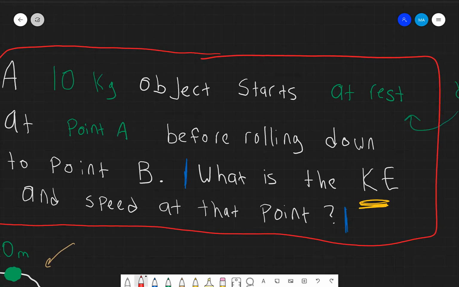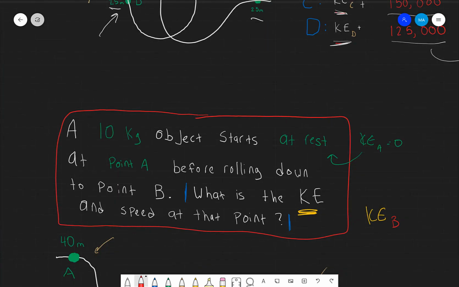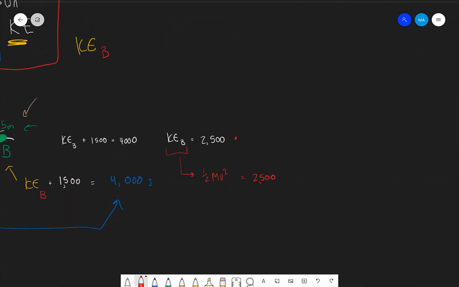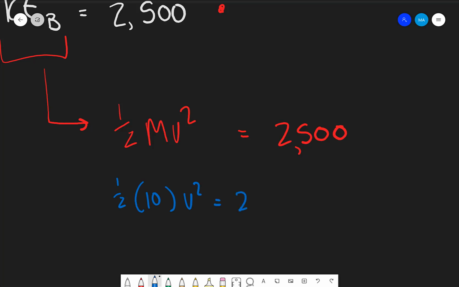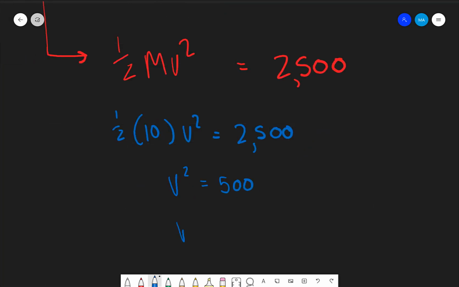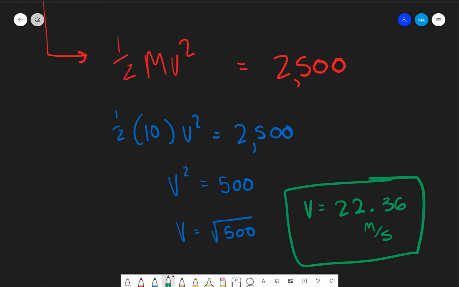A 10 kilogram object starts at rest, so the mass is 10. The v actually stands for speed, not velocity. I know it's a little bit confusing. So this equation turns into 1/2 times 10 kilograms times v squared equals 2,500. You do some algebra on this, and you can get that the speed of the object is 22.36 meters per second.